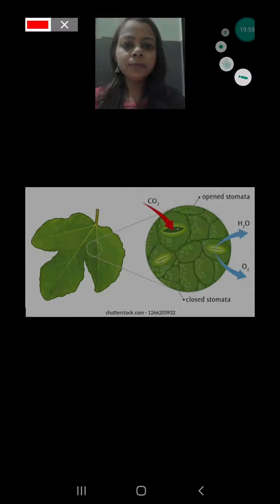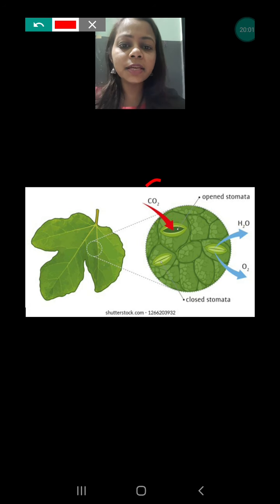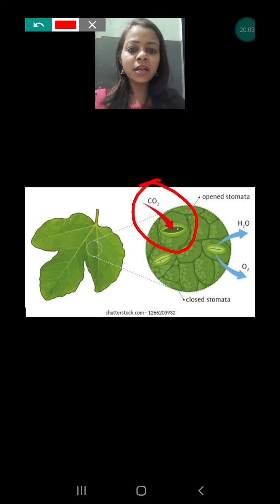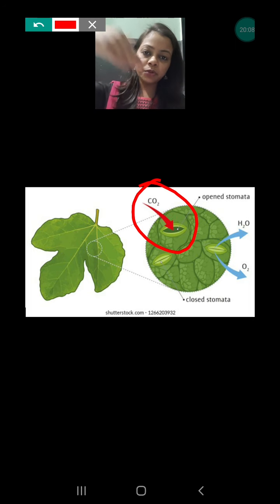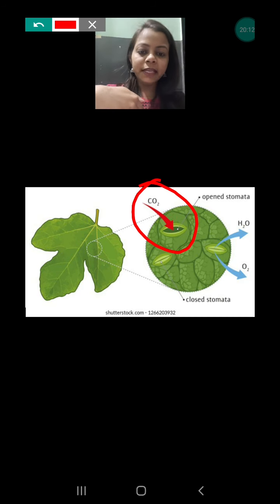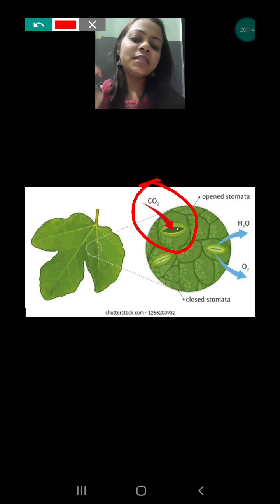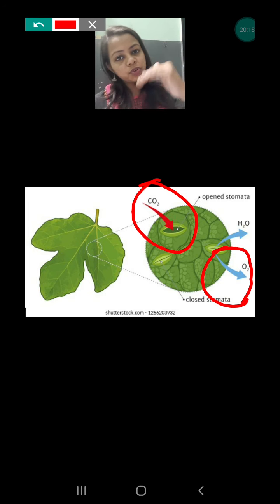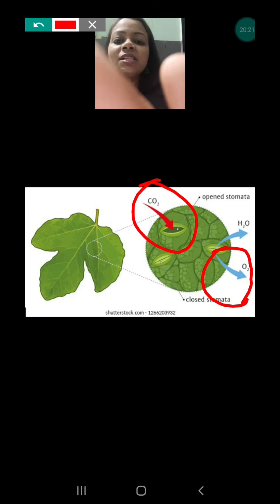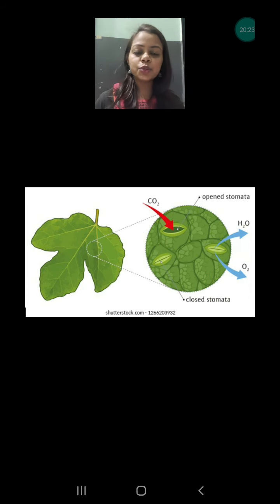As you can see, this is the carbon dioxide which is absorbed. The arrow is from outside, that means carbon dioxide is coming into the leaf. And the blue one is oxygen, that means after photosynthesis oxygen is released. So this is the first function of these stomata, to exchange the gases.